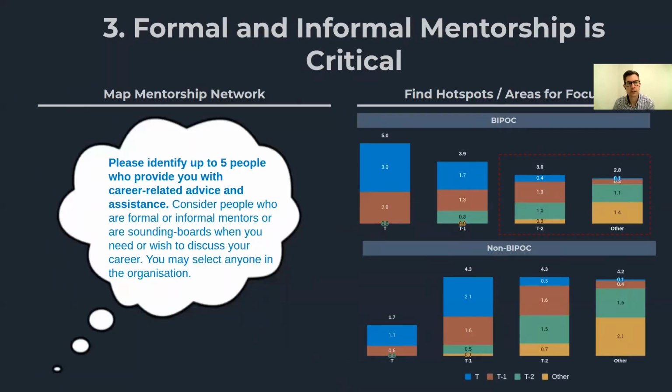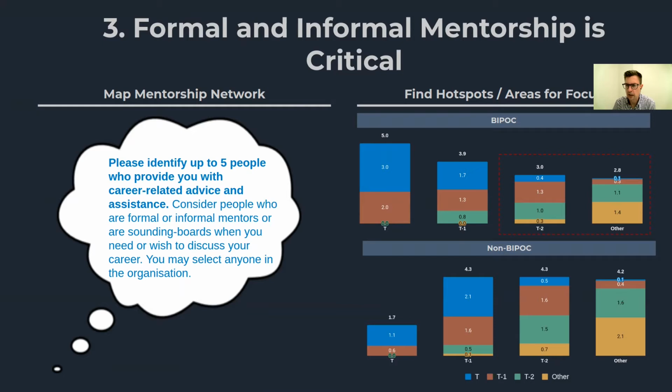The third example here is formal and informal mentorship. And this is really important in the context of promotability as well. So we often ask this question, please identify up to 5 people who provide you with career-related advice and assistance. Consider people who are formal or informal mentors or are sounding boards when you need or wish to discuss your career. You may select anyone in the organization.